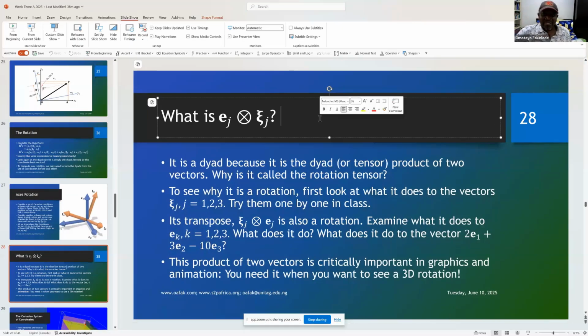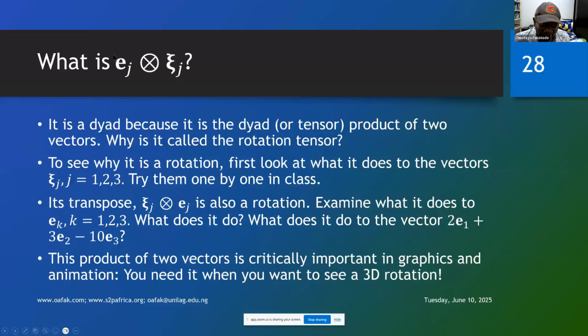So see the question again. You take the quantity on top here, from the current slide. Remember that it is a sum of E1 circle times I1 plus E2 circle times I2 plus E3 circle times I3. That's what it is. If you operate it on Xi1, you get E1. If you operate it on Xi2, you get E2. If you operate it on Xi3, you get E3.